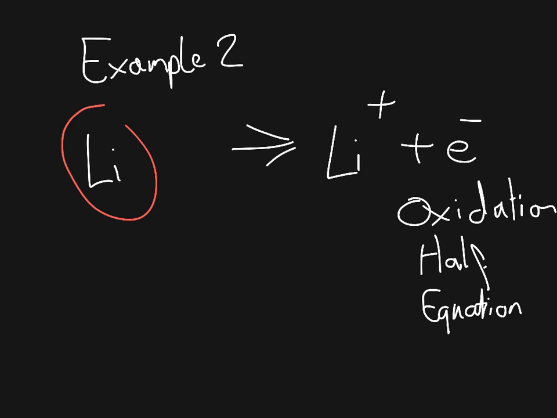And in red, I'm going to circle the lithium, and this is a reducing agent. The reason it's a reducing agent is that this half reaction is undergoing oxidation, and lithium is losing an electron. So the electron is on the right-hand side.